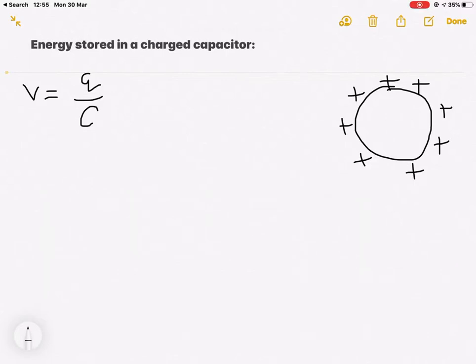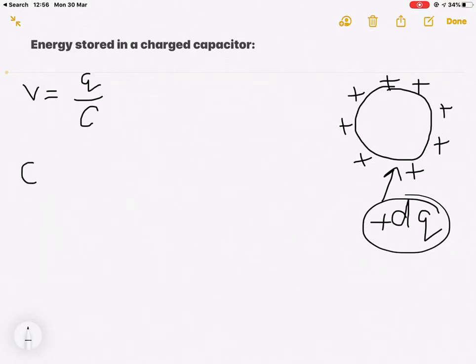Now let us suppose you want to bring some extra charge dq on this sphere. For this purpose you have to do some work against this potential if this charge is positive. Now you want to bring this small positive charge on this sphere which already has some potential V. So for this purpose you have to do some work.